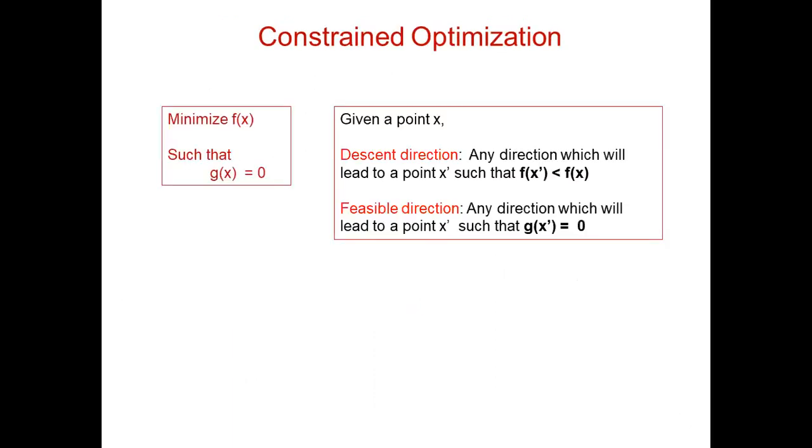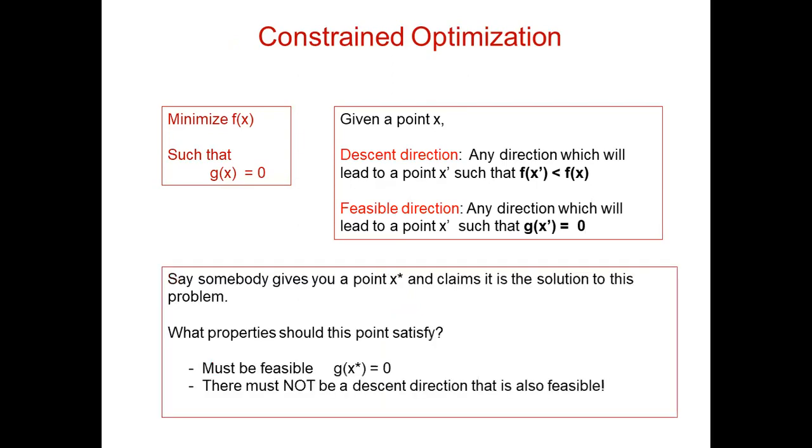So in general, a constrained optimization is minimizing a certain objective function such that the constraint set is given as g of x equal to 0. So given a point x, the descent direction is any direction which will lead to a point x bar such that f of x bar is less than f of x, for all other x's in the neighborhood. And the feasible direction is any direction which will lead to a point x bar such that the constraint set is satisfied, that is g of x equal to 0.